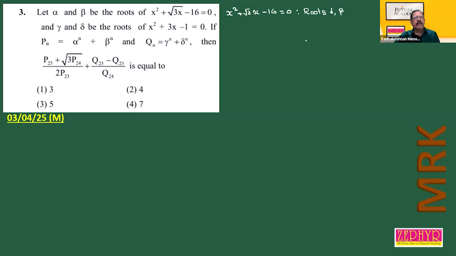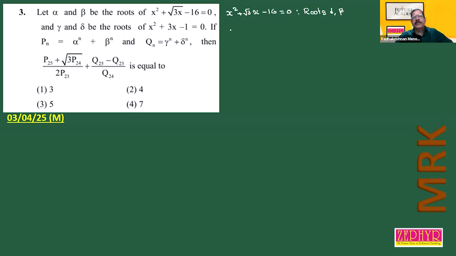If Pn is given, there is a technique. Pn is alpha raised to n plus beta raised to n. P1 is alpha plus beta. P2 is alpha squared plus beta squared, like that. So P25. You need an expression in Pn, or equation in Pn, as well as in Qn.